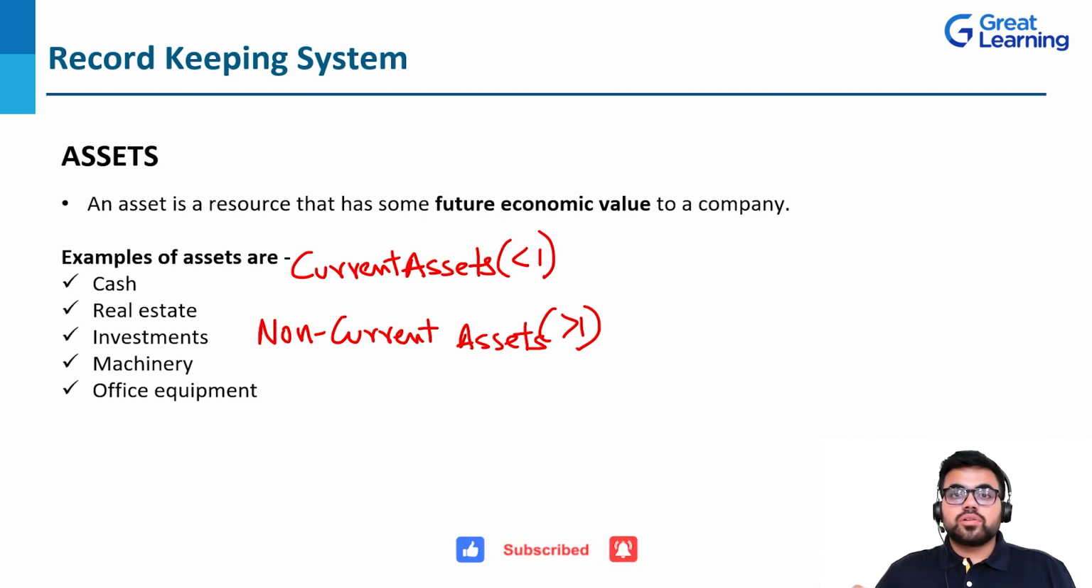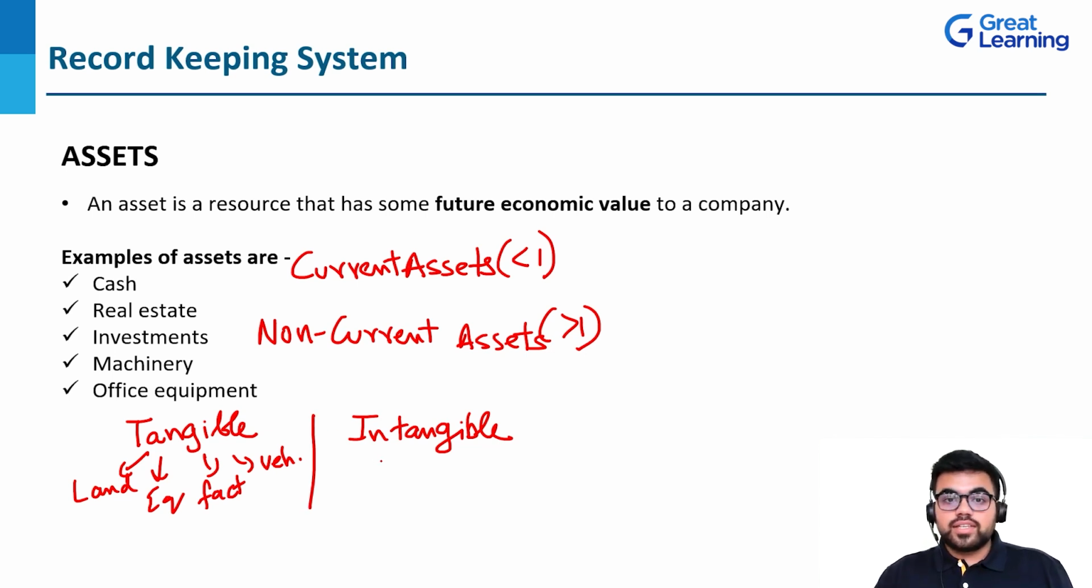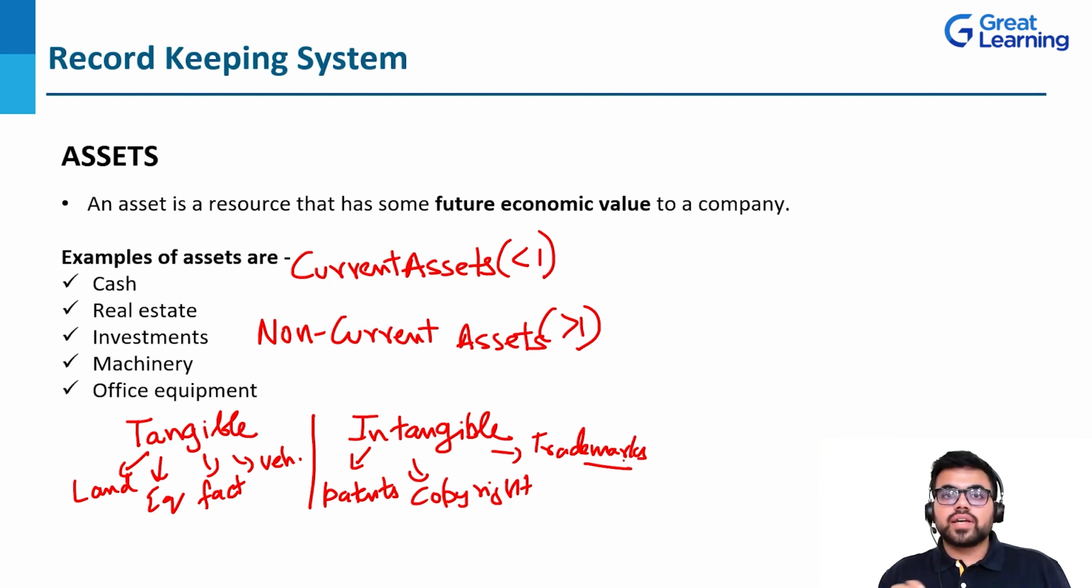Assets can also be distinguished into two other types. Let me show you. It can be distinguished between tangible and intangible assets. So tangible would be something that is physically present, what you can touch or feel, like land, equipments, factories, vehicles, etc. While intangible would be something that we cannot see or touch. That would be patents, copyrights, or even trademarks. These all come in the category of assets.